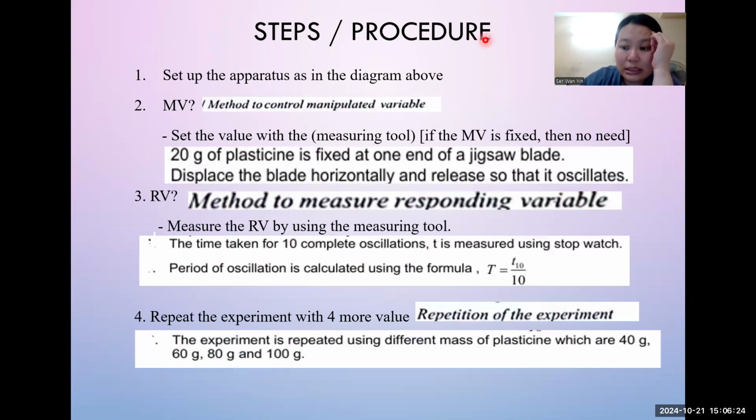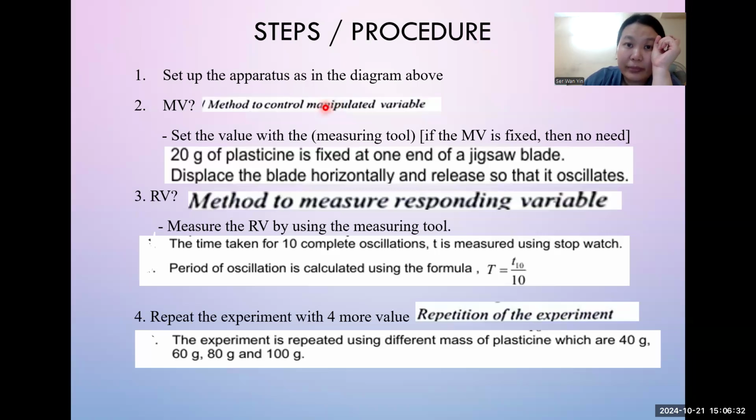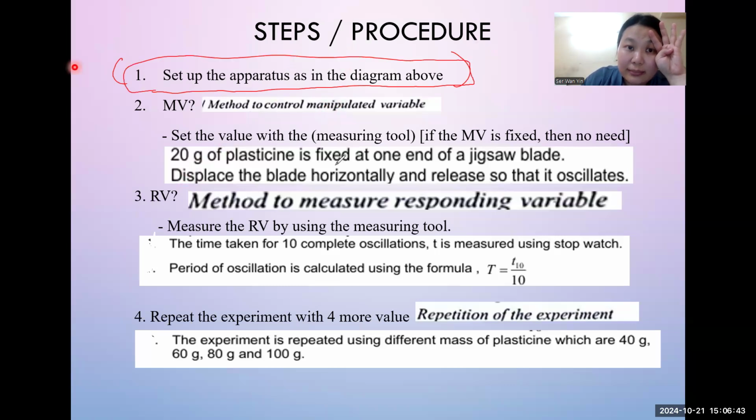Okay, so this is unguided. Now, they say you guide yourself, you write the steps yourself. So how? Four steps. Number one, you just say set up the apparatus as in the diagram above. Normally they will give you a diagram. Guided, unguided, normally they give you a diagram.